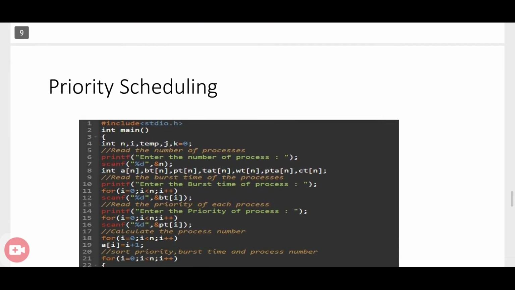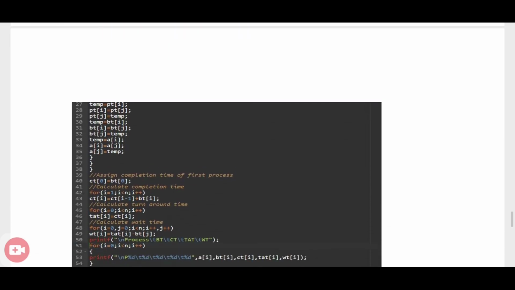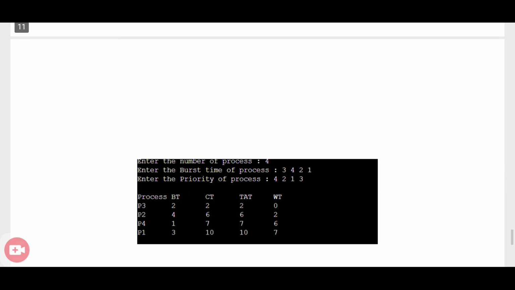Then the fourth one is priority scheduling. First you have to enter the number of processes, then the burst time, then the priority for each process. Based on the priority, the processes have to be scheduled. Okay, so this is the output.